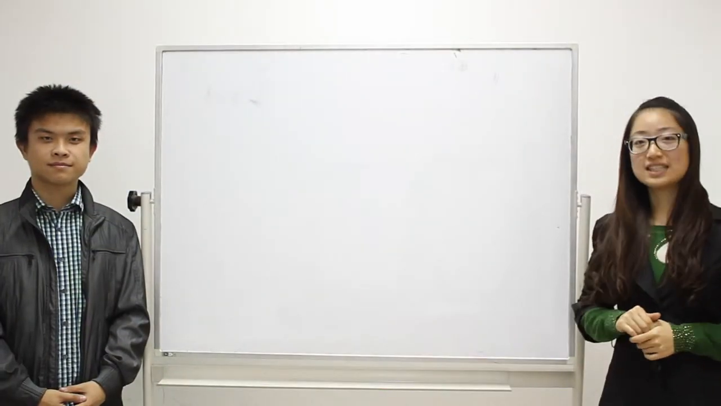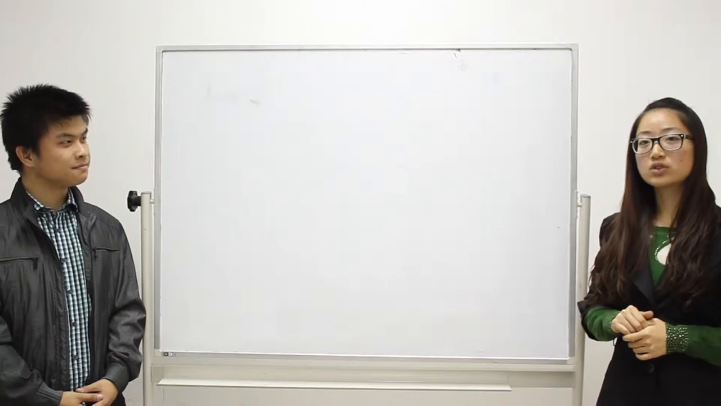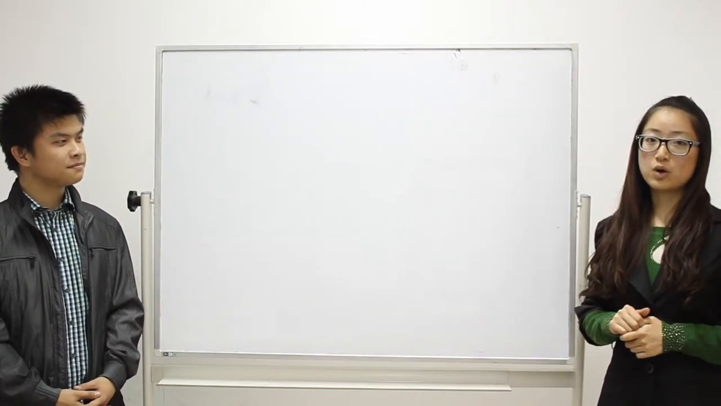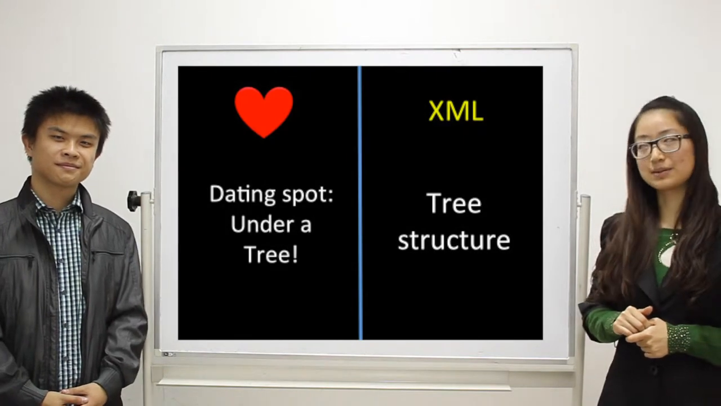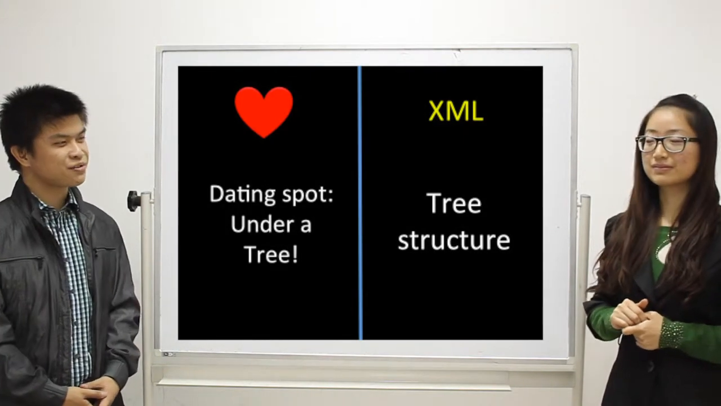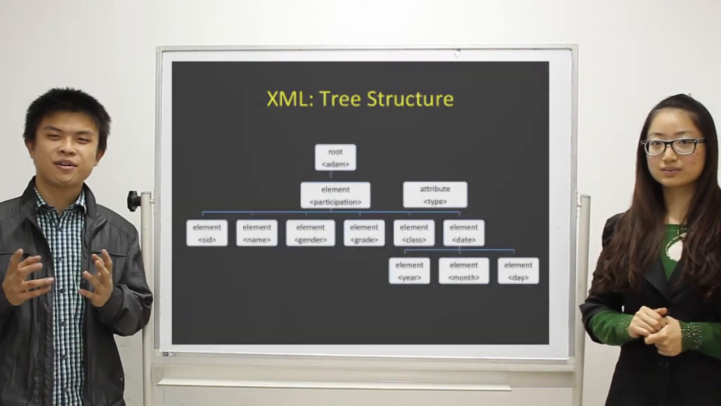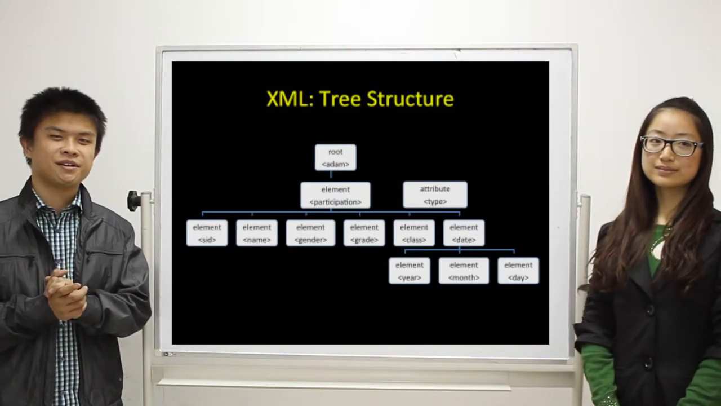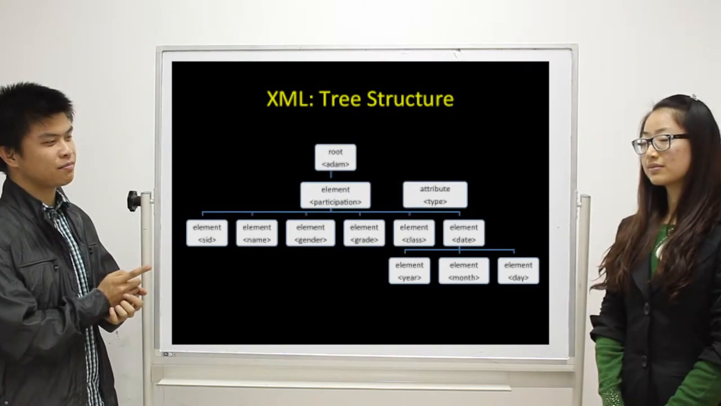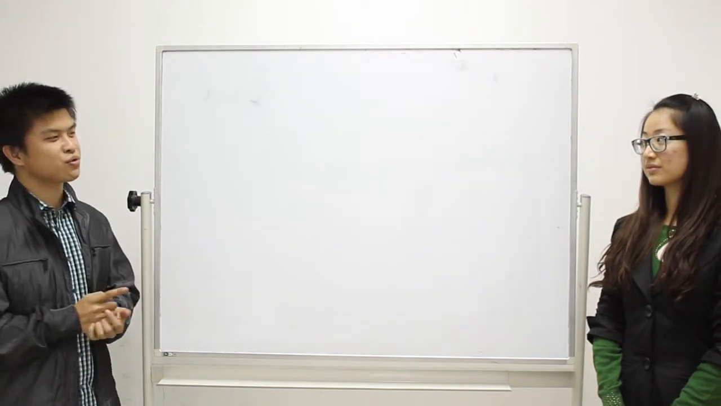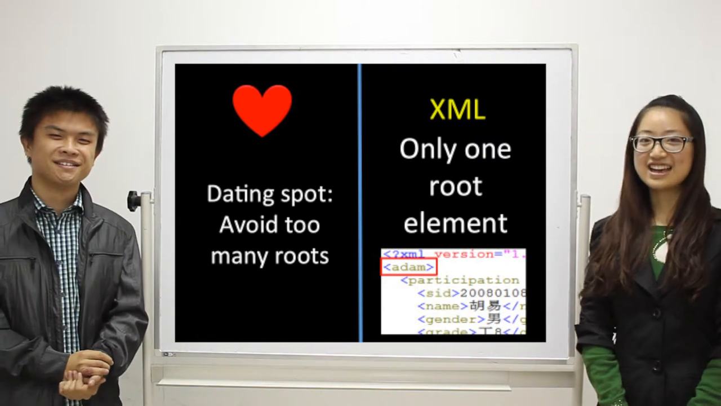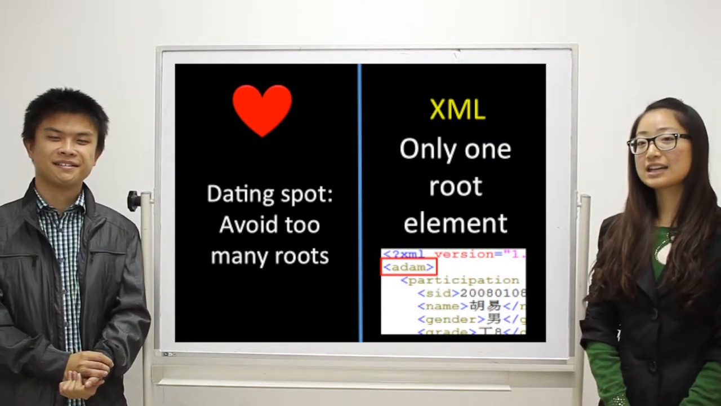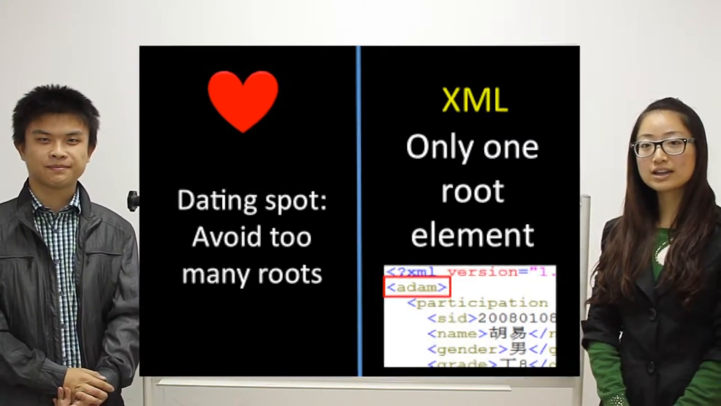If you're going out on a date with a girl, bring her out on a picnic at a nice walk under a large tree, which is just like the structure of XML. Yes, XML uses a hierarchical model that stores data in a tree-based structure. But remember to select your dating location properly. Don't choose trees with too many roots, or you will feel uncomfortable with sitting on it. Yes, similarly, XML should only have one root element.